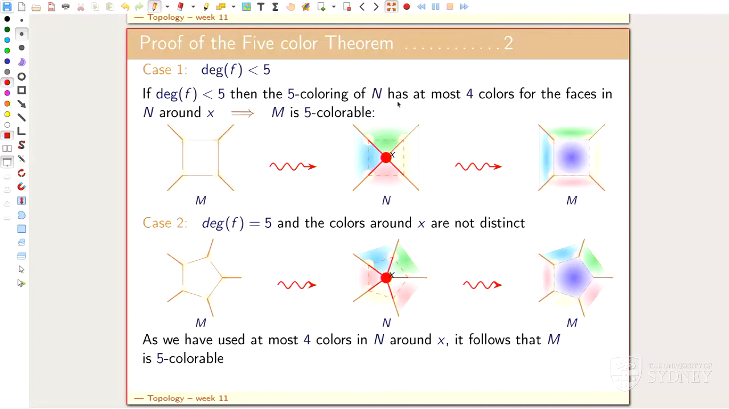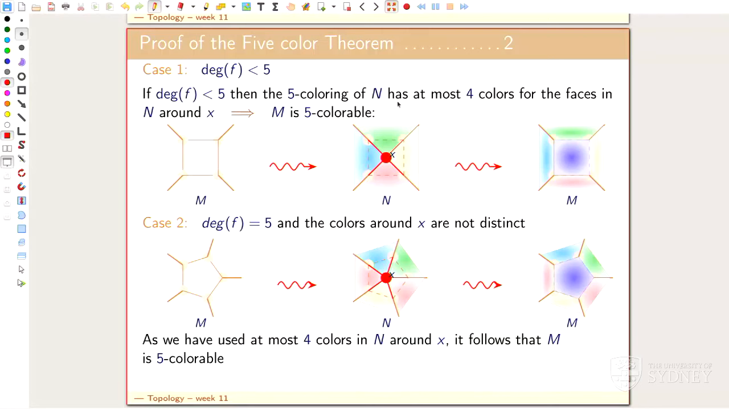I only have 4 colors around, so I have a fifth free color. I just plot it into my face. As we've only used 4 colors so far, there's a fifth free color. Same as before. Well, looks like a good start. So you're really using the fact here that you have those small faces, and then the neighbors get some colors. And if you have a free color, you just plot it into your face, and you're good. I hope that makes some sense.